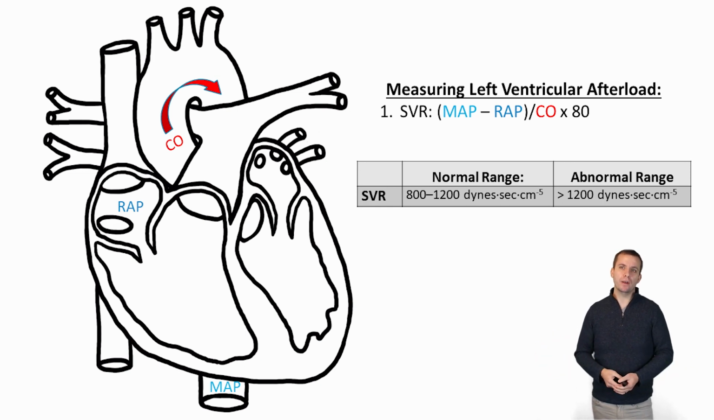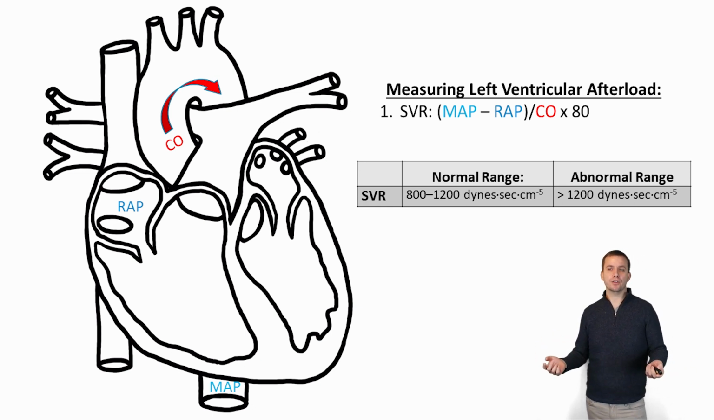There are really no other great ways to measure it. This is kind of how you're going to do it: normal range versus abnormal. If it's too high, it's going to be harder and harder for the LV to eject, and you're going to have decreased function.